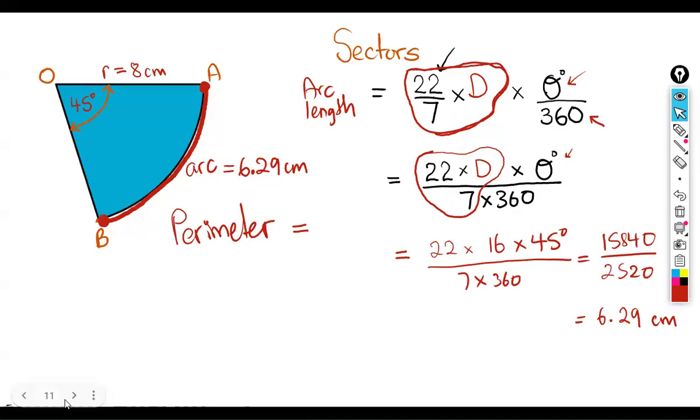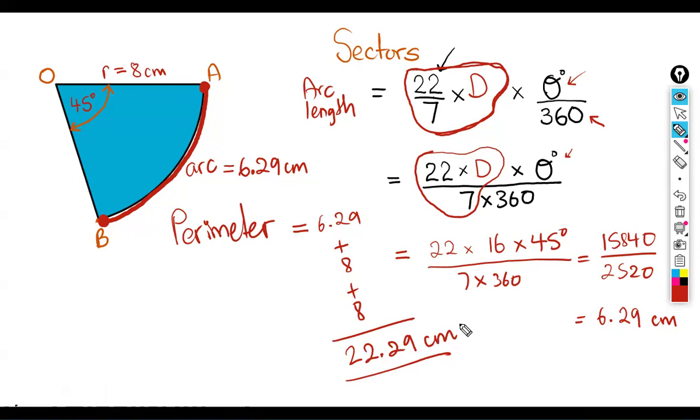What to do? You have to take this 6.29 and add 8 and another 8. So you're adding 8 twice, right? And when you do that, you're going to get 22.29 centimeters. Right, so take 20 seconds, take down what you need to take down, and we're going to move on.